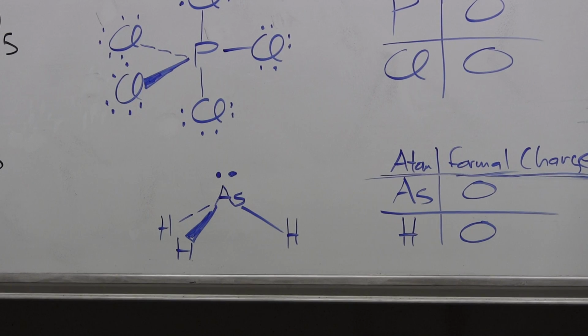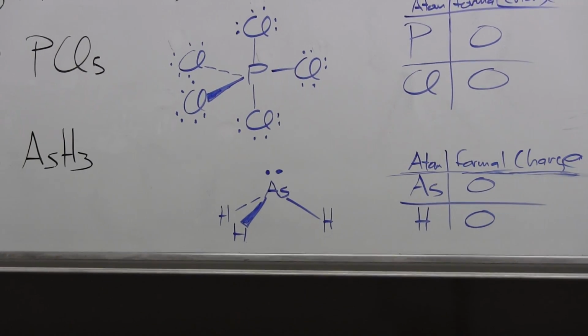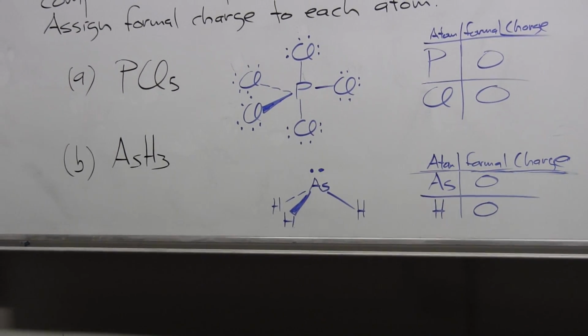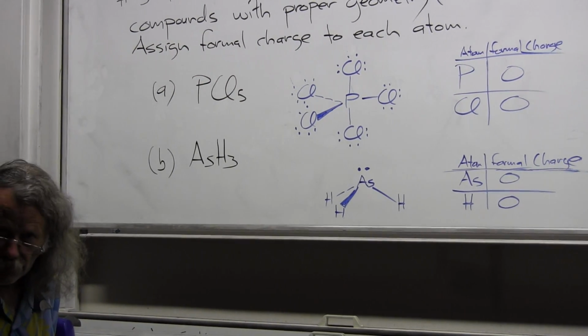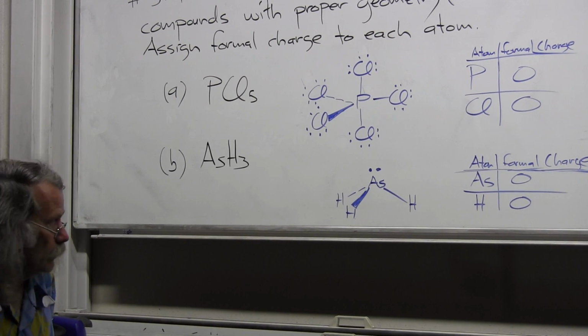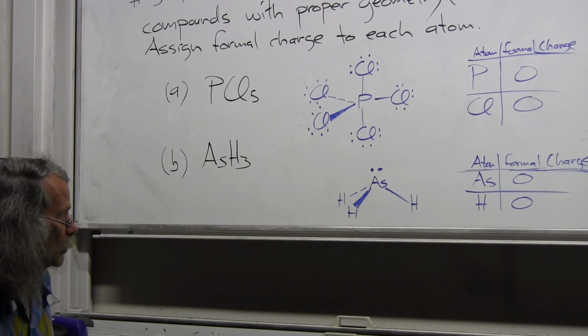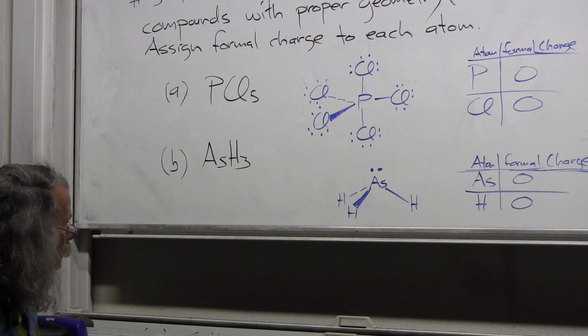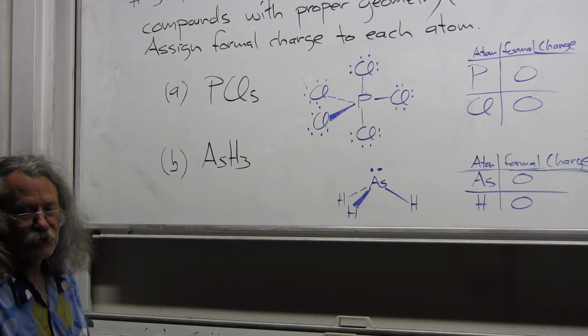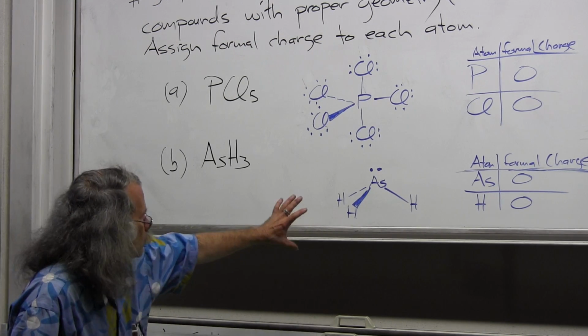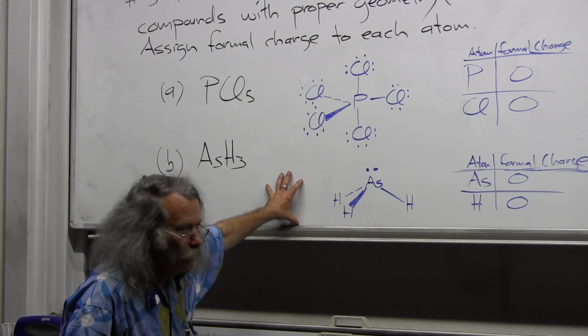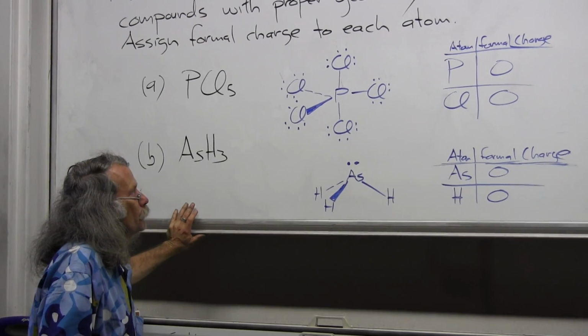And please note, as a check, if I add the formal charges, they have to add up to the charge on the molecule. In this case, the molecule is neutral, and the formal charges add up to 0. So that passes that check. This completes what I would expect you to have on the test for this particular problem.